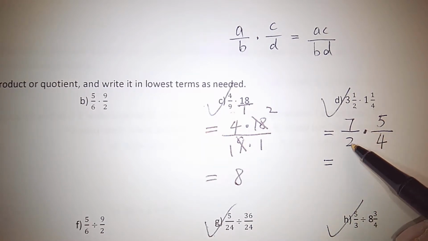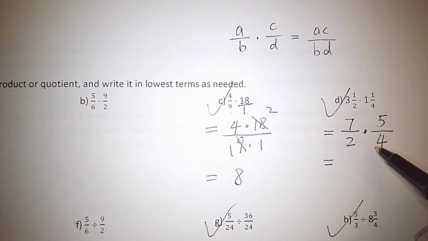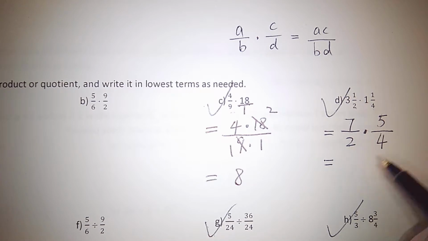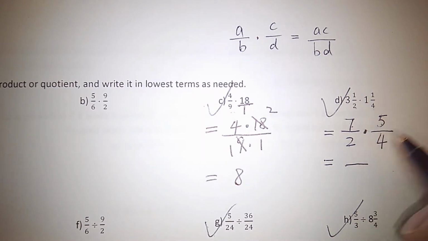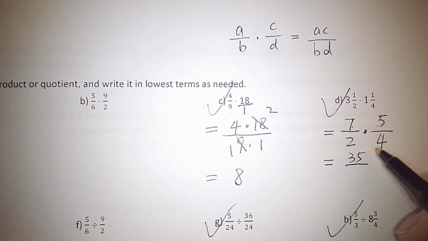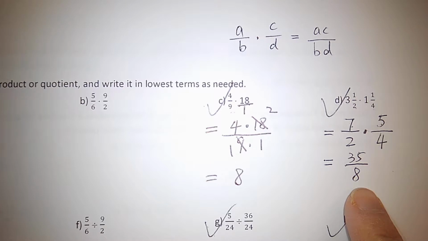Any common factors between 2 and 7 over 5, and 4 and 7, 5? Any common factor? No way. Now we are multiplying them up, okay? So 7 times 5, 35. 2 times 4, what? 8. Okay. Are we done?